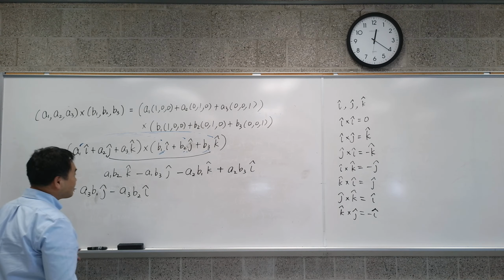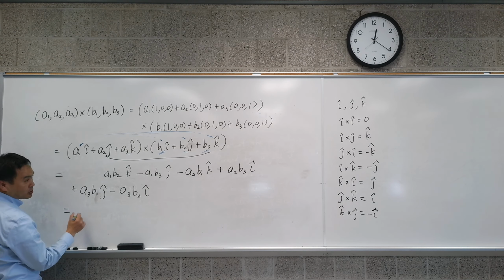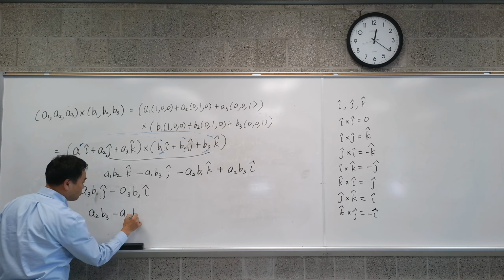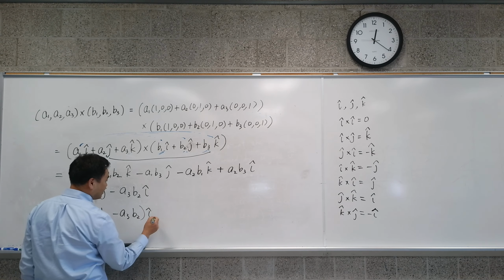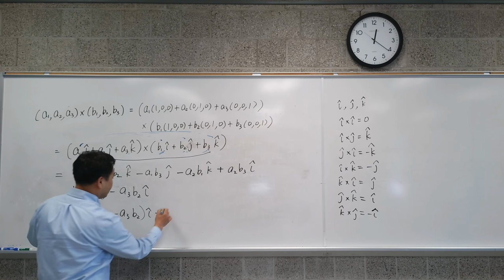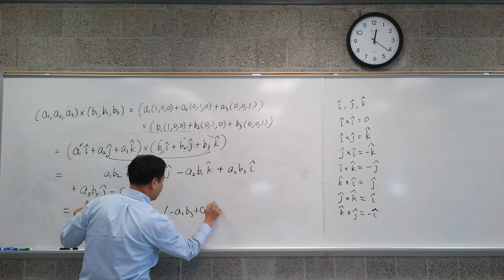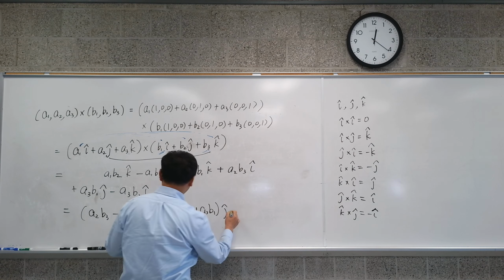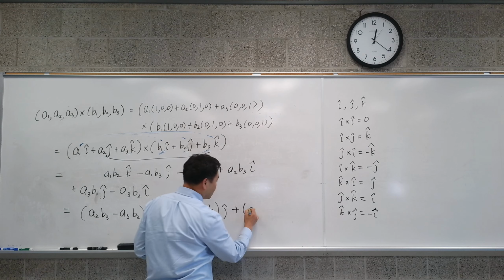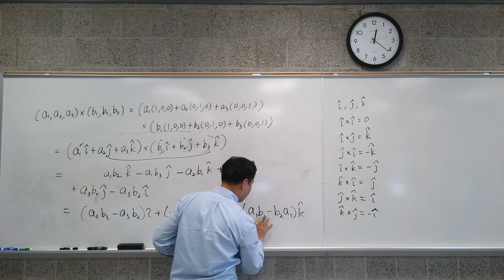But you see that some of them have the same vector, so let's combine them again, and this is what we can write down. It's A2B3 minus A3B2 I plus, for the J, it's negative A1B3 plus A3B1 J, and then plus, for the K, it's A1B2 minus B2A1 K.